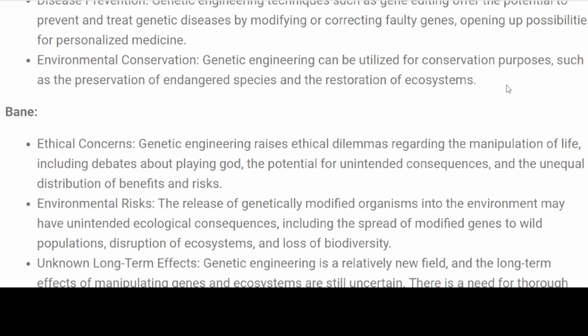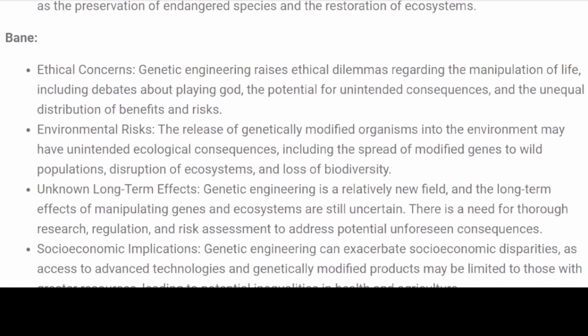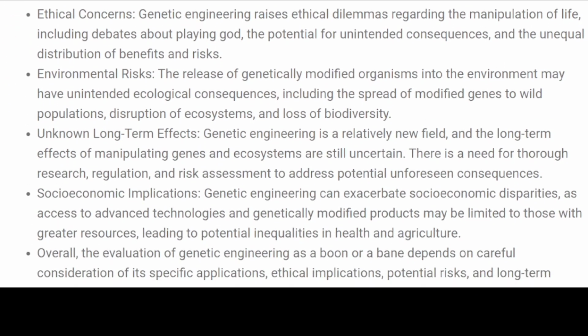Environmental conservation. Bane. Ethical concerns: genetic engineering raises ethical dilemmas regarding the manipulation of life, including debates about playing God, the potential for unintended consequences, and the unequal distribution of benefits and risks. Environmental risks: the release of genetically modified organisms into the environment may have unintended ecological consequences, including the spread of modified genes to wild populations, disruption of ecosystems, and loss of biodiversity.